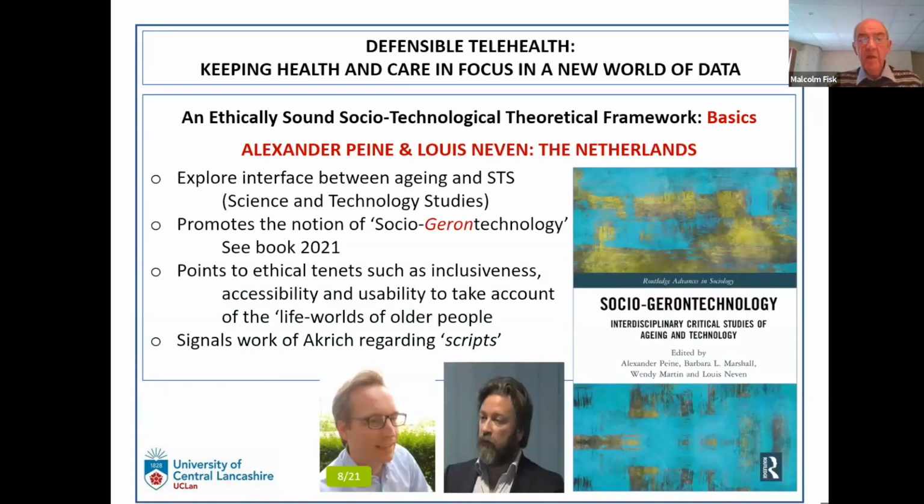And Payne and Neven, they explore the interface between what is science and technology studies, which came out of what's known as the Frankfurt School of theorists and what have you. And they do actually touch on various ethical tenets, which I would agree with, around things like inclusiveness, accessibility, and usability. But one of the interesting things they did look at and explore, and which I've been exploring as well, is the idea of scripts from a theorist called Madeleine Akrich.